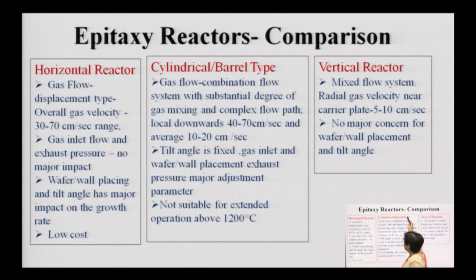This is the cylindrical or barrel type. Gas flow is the same, but gas mixing has a complex flow path, with local velocities of 40 to 70 centimeters per second and an average of 10 to 20 centimeters per second. Tilt angle is fixed. Gas inlet, wafer and wall placement, and exhaust pressure are the major adjustment parameters. It is not suitable for extended operation above 1200 degrees centigrade.